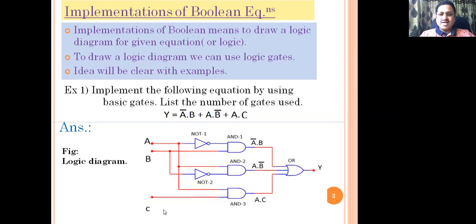A, B, C are the inputs, right? To get the first term A bar and B, an AND gate can be used. With the input A, in the path a NOT gate will bring the A bar, and the second input is B. Therefore, the output of the first AND gate, A bar and B, will be the first term. Similarly, to get the second term, input A is applied to the second AND gate along with B applied through a NOT gate, that means B bar. So A and B bar are the inputs, and the output of the second AND gate, A and B bar, is our second term.